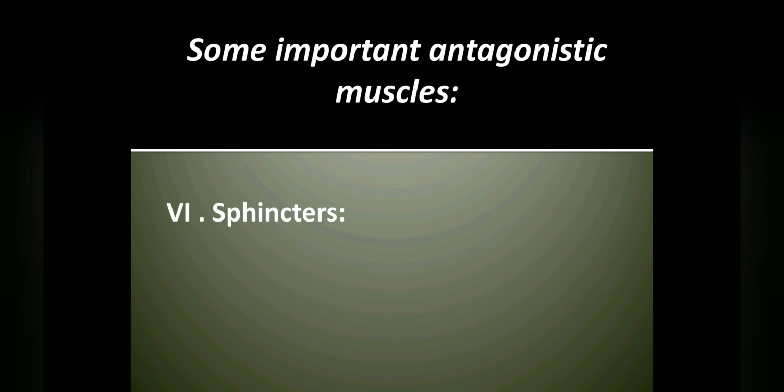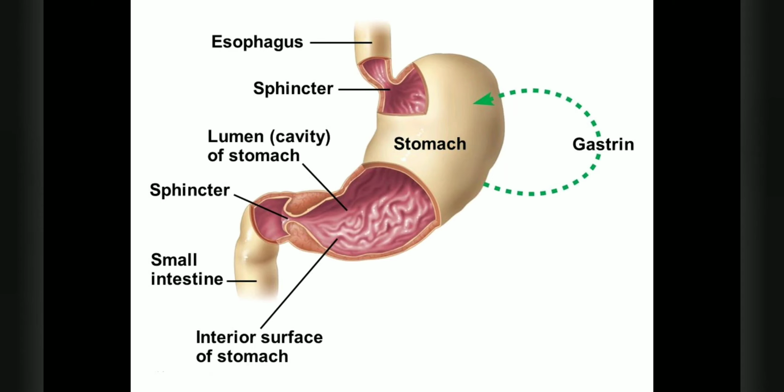And the last antagonistic muscle we have is sphincters. Sphincters you might have studied in other chapters also and in your 10th standard also. Sphincters are circular muscles present in the inner wall of anus, stomach, etc. And they are mainly considered for closure and opening. So sphincters are also considered as one of the important muscles. So these are some of the important antagonistic muscles which you have to learn.